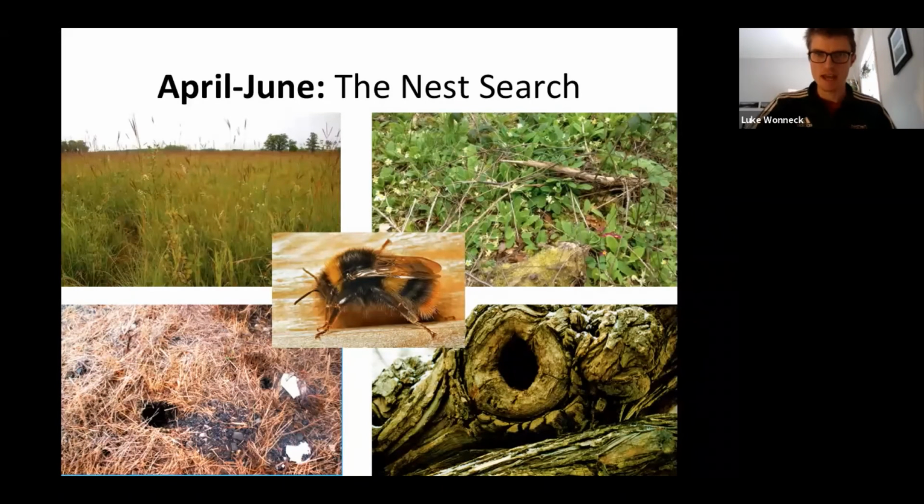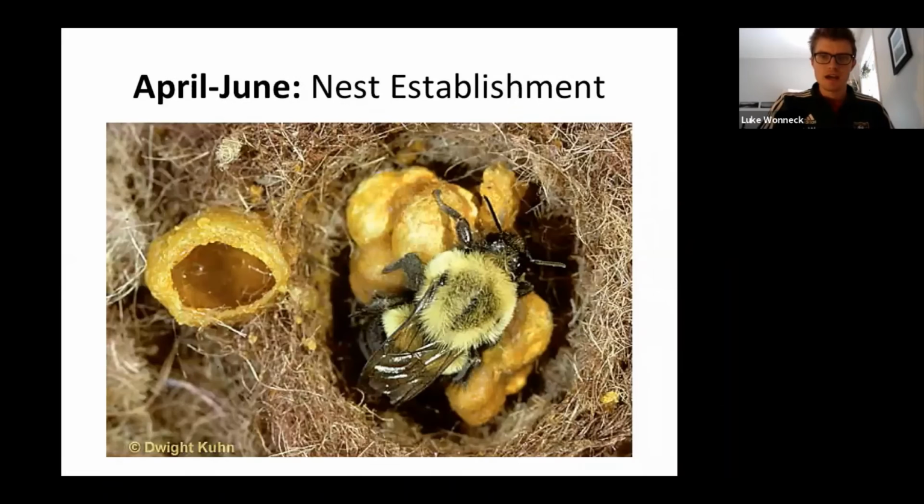All right, and these are the queen bumblebees. She'll be looking around for these kinds of areas. Then when she finds one, she'll start laying her eggs in there and provisioning them with pollen and nectar. She'll be making these balls of pollen and nectar, or cells, and provisioning each of the eggs inside with a bit of pollen and nectar for them to eat.